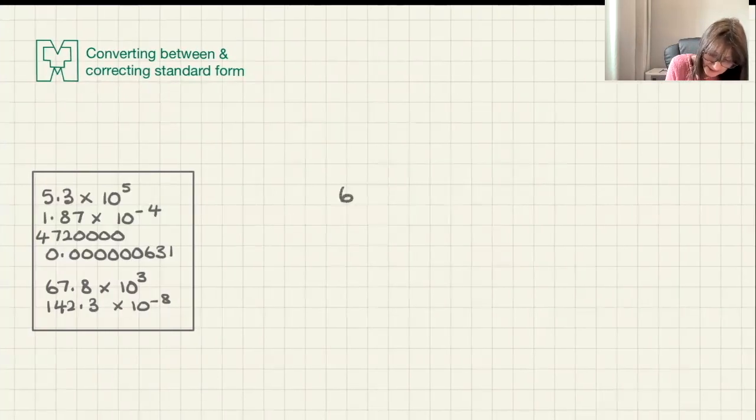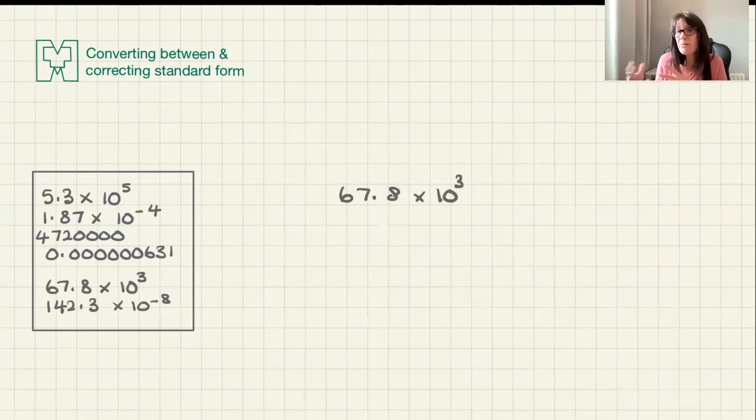Correcting. 67.8 times 10 to the 3. That could be the result of a problem that I was working on. I might have been multiplying or dividing in standard form. And my end result, after I've done all that work, looks like this, which feels like standard form, so feels like you've finished, but you absolutely haven't. You must always check your answer. If it's got a decimal point in the wrong place, then that needs correcting. So what we're going to do here is just put the decimal point where we do want it.